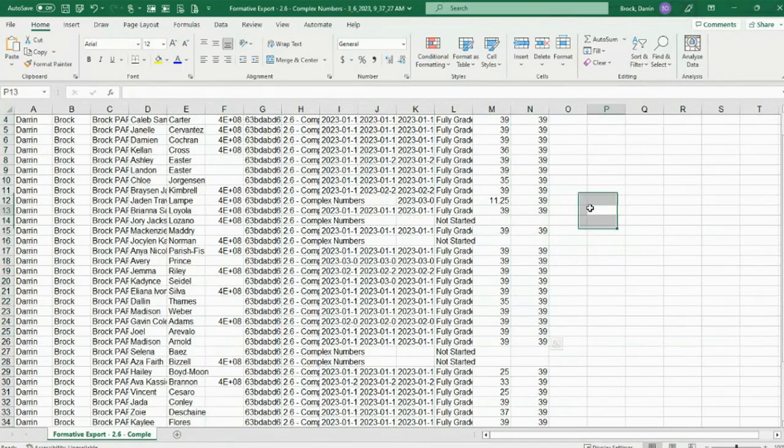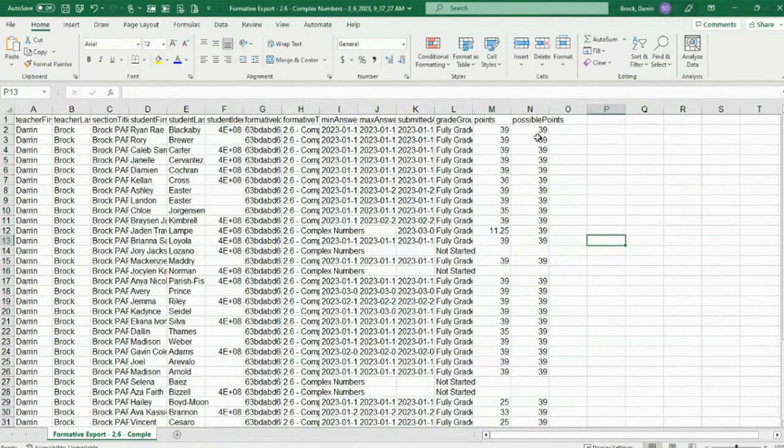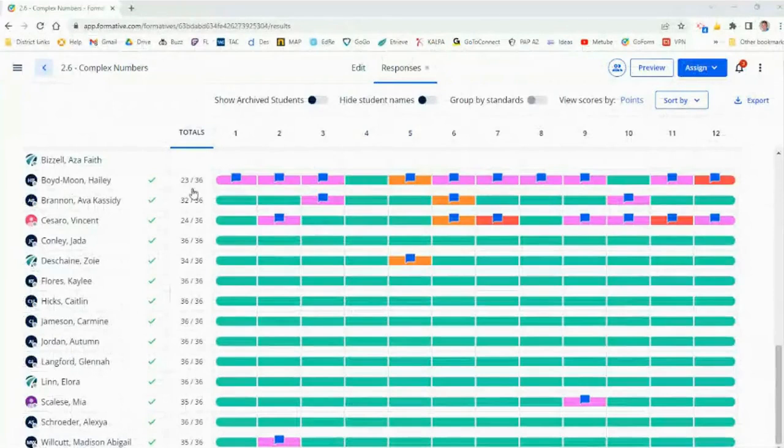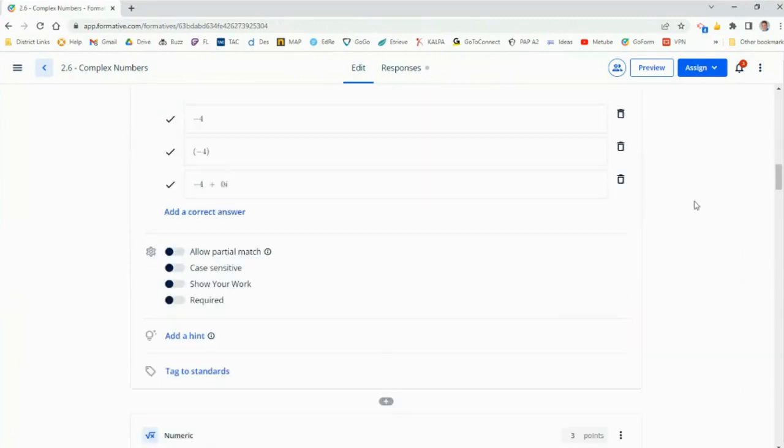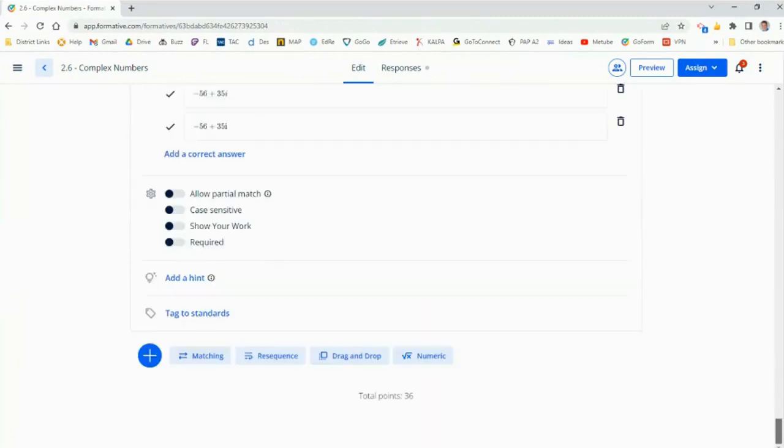Every formative, the total points does not match up with the actual total possible points. Because as we can see on there, this is only a 36-point assignment. If we go back to the edit, even to look at the actual assignment at the bottom, it tells us total points is a 36-point assignment.